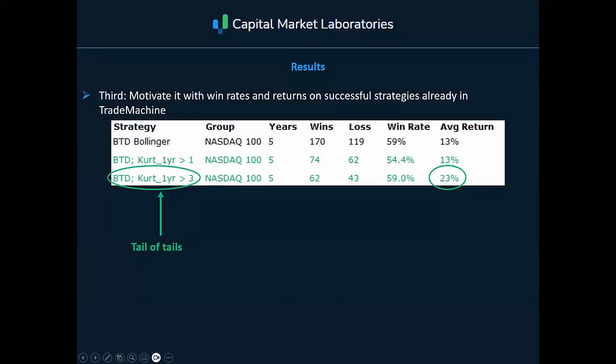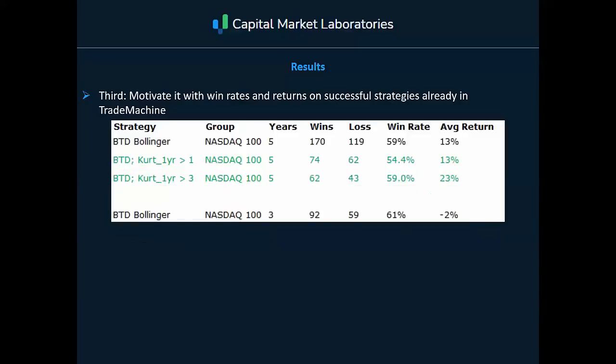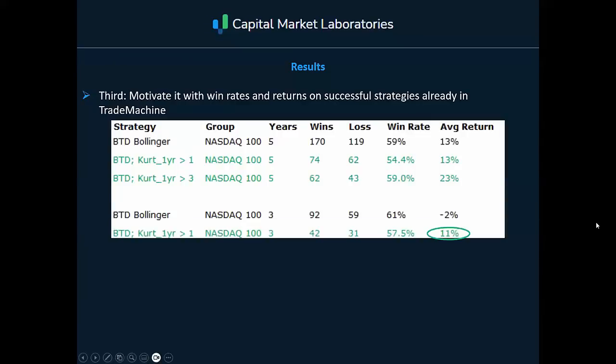What if I added the tail of the tails, though? The average return went from 13% to 23%. Let's go further. Over 3 years, not working as well, which means it worked 5 and 4 years ago, but for the last 3 years, it hasn't been working that well. Well, we add Kurtosis in there, a particular type of Kurtosis.